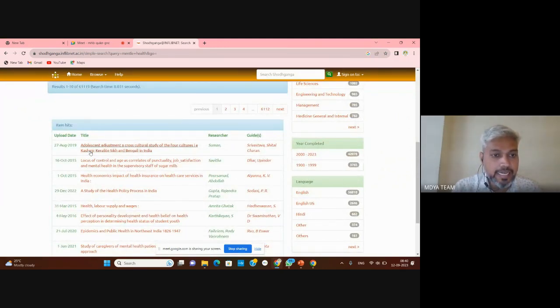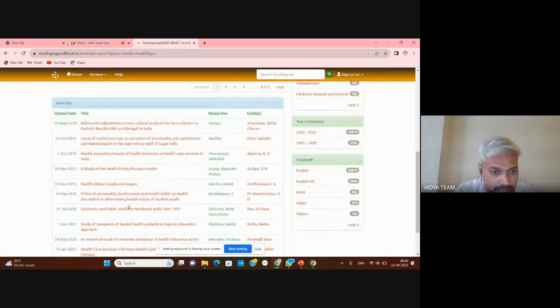Adolescent adjustment, a cross cultural study of the four cultures, that is Kashmiri, Keralite, Sikh, and Bengali. So you can search your research. For example, a study of caregivers of mental health patients in Gujarat and heuristic approach. It was submitted on 1st January 2021. Who was the researcher? The researcher was Sakshi Pindoria and the guide was Sinha Nita.